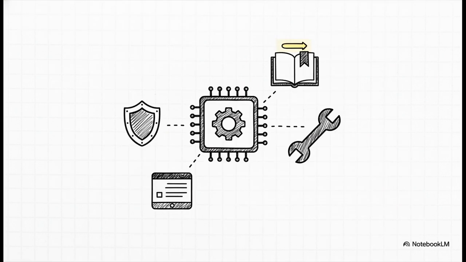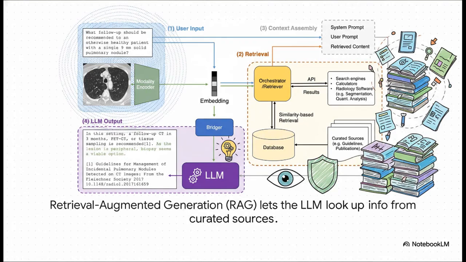But here's the thing. A base LLM is really just the starting line. We can actually equip these models with some powerful attachments. Think of them as power-ups that make them way more capable and reliable for something as serious as medicine. One of the most important power-ups is something called retrieval augmented generation, or RAG for short. This is how you make an LLM trustworthy.